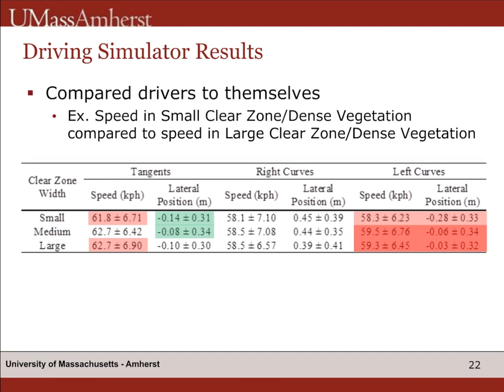So this comparison is for the clear zone width, and I don't have the table for the vegetation density on here because there were really no significant differences. And that was kind of consistent as well with some of our previous work.